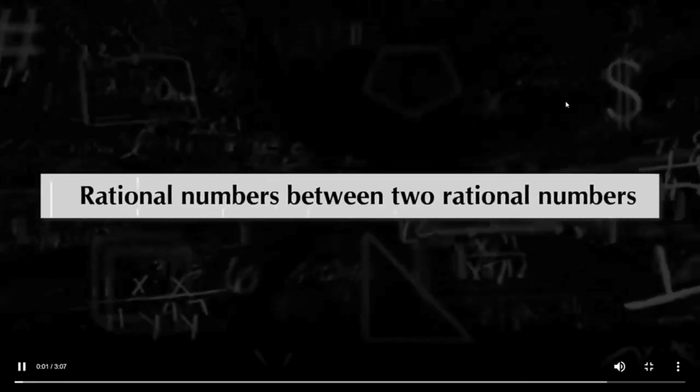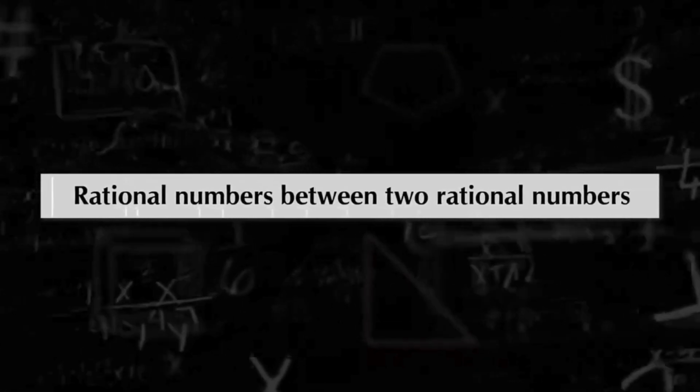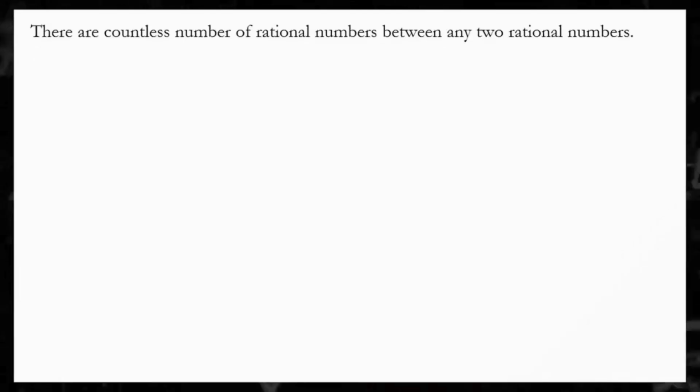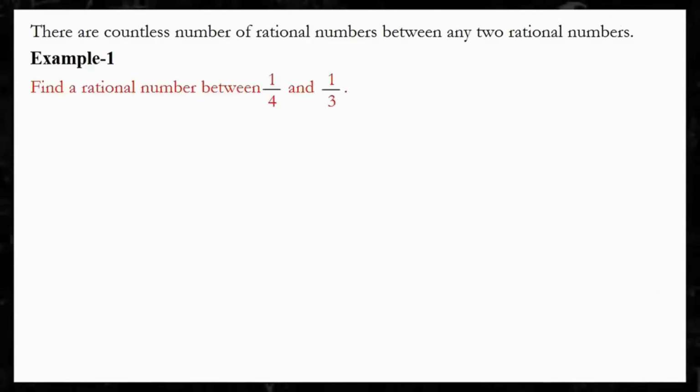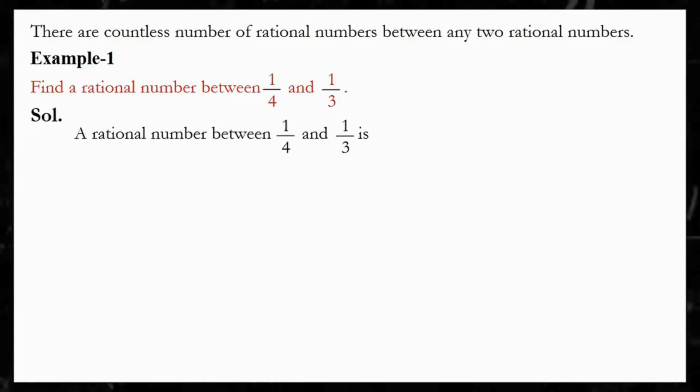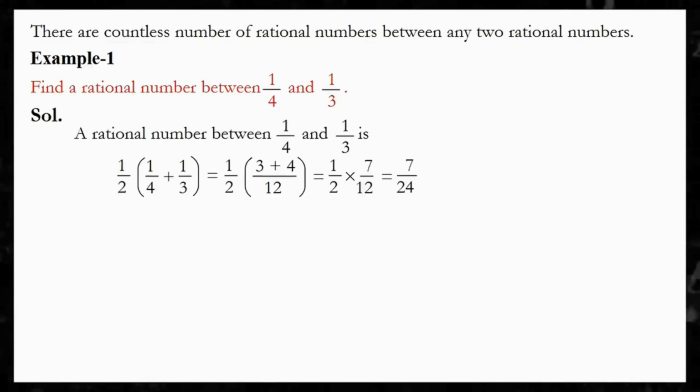Rational numbers between two rational numbers. There are countless rational numbers between any two rational numbers. Example 1. Find a rational number between 1/4 and 1/3. Solution. A rational number between 1/4 and 1/3 is 1/2.